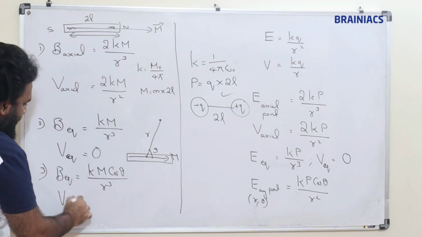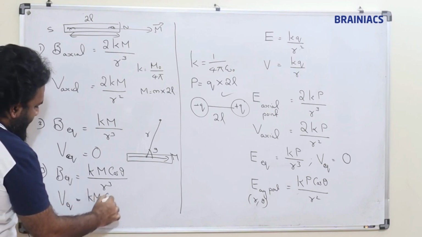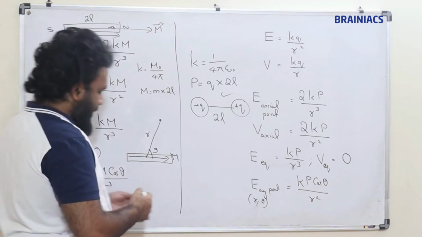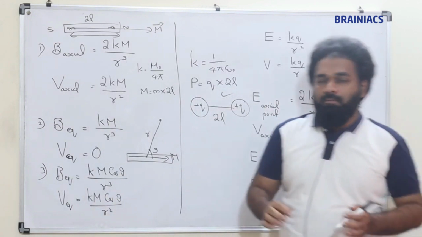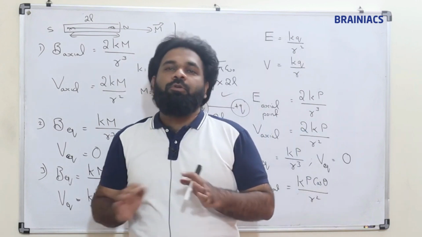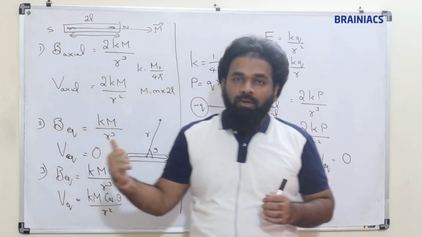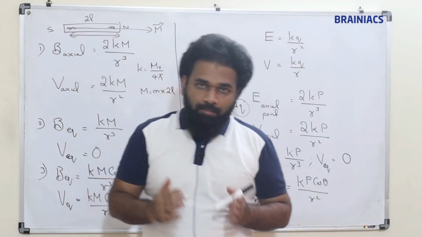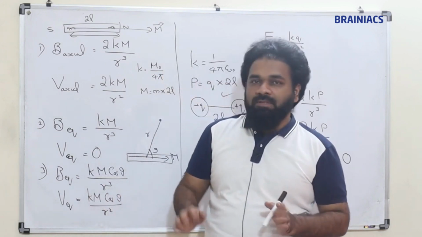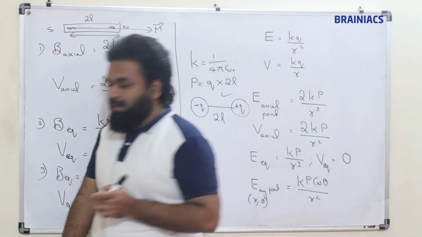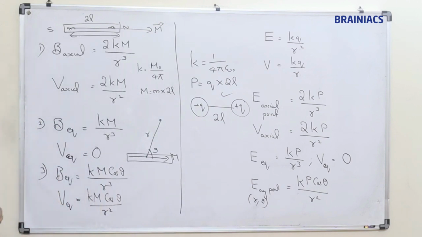Now what will be the potential? Potential will be K M cos theta divided by r square. So everything is compared. Now we know the electric field due to an electric dipole, electric potential due to an electric dipole, magnetic field due to a magnetic dipole, and magnetic potential due to a magnetic dipole. Axial point, equatorial point, and at any point at an angle theta at a distance r from the dipole moment. Hope this is clear.